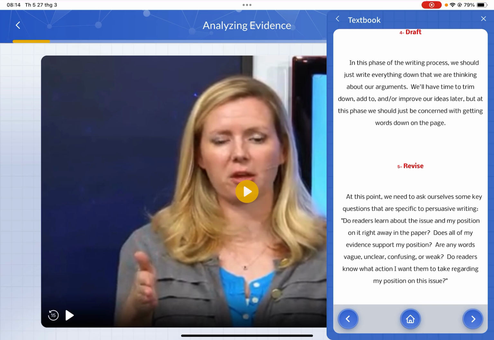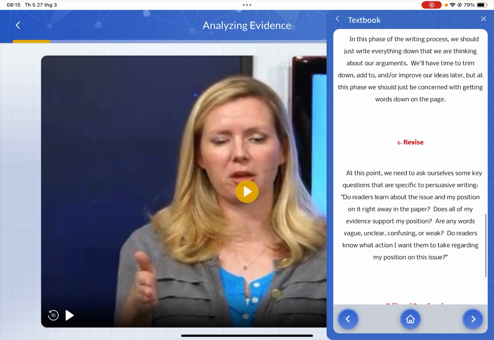And then at one point, you revise it, which is where we ask ourselves some key questions that are specific to persuasive writing. Does the reader learn about the issue and my position on it right in the paper? If we can answer that, then your writing is pretty good. Does all the evidence support my position? Are any words vague, unclear, confusing, or weak? Does the reader know what action I want them to take regarding my position on this issue?